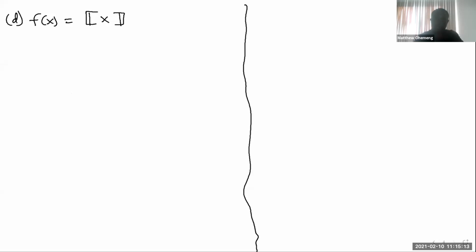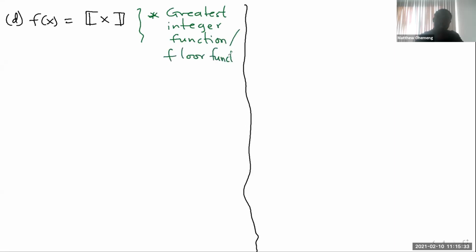Okay, so let me name this. This is called the greatest integer function. Or some also call it the floor function. So the greatest integer function returns the integer less than or equal to x, right? So let me give you some examples to illustrate this.